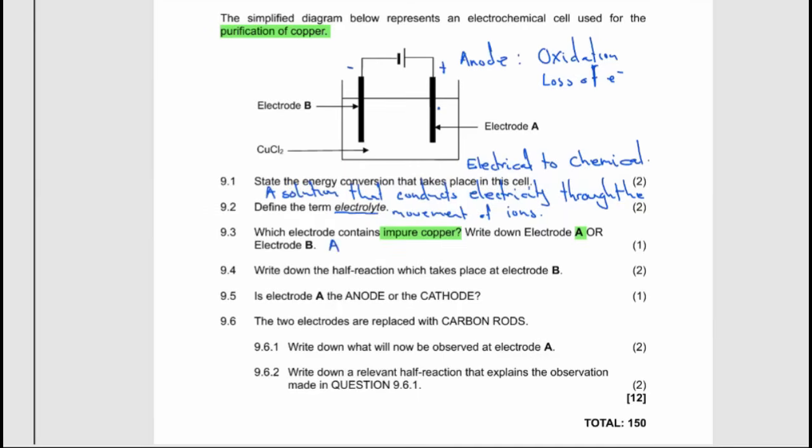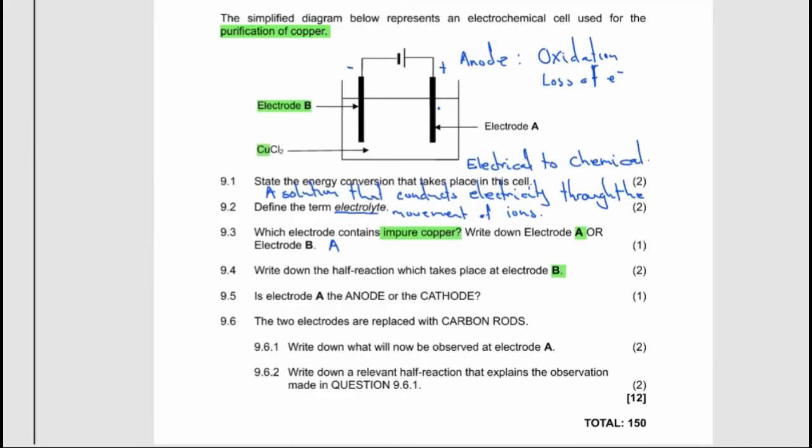Then we proceed to 9.4. 9.4 reads: write down the half-reaction which takes place at electrode B. So we're focusing on electrode B, and as you can see, at electrode B what you're going to have there is our copper.